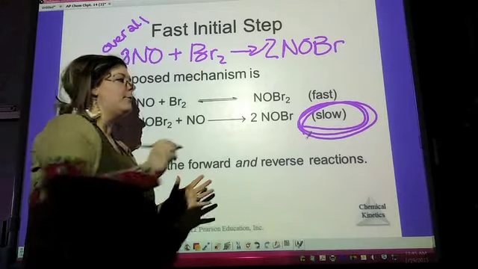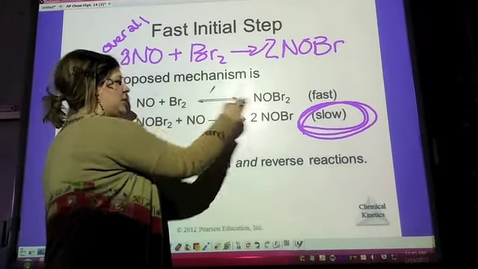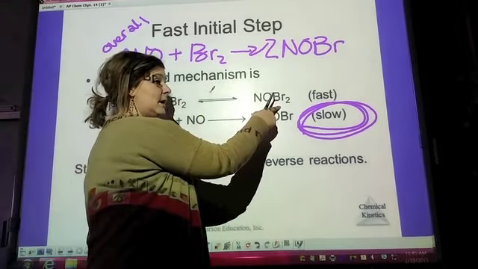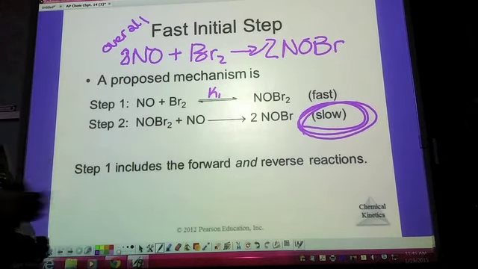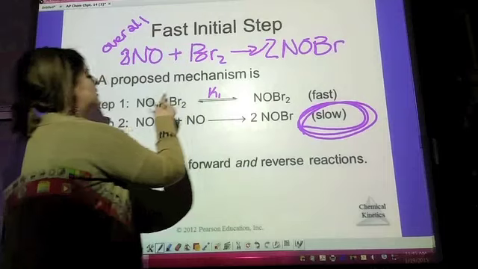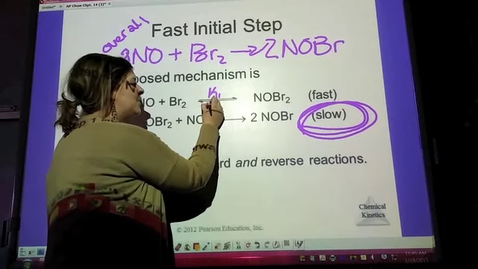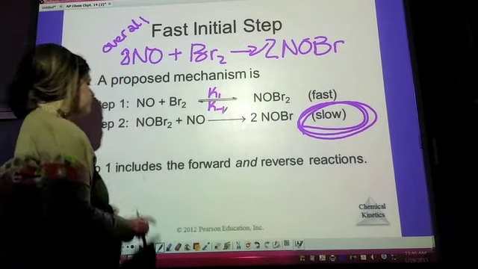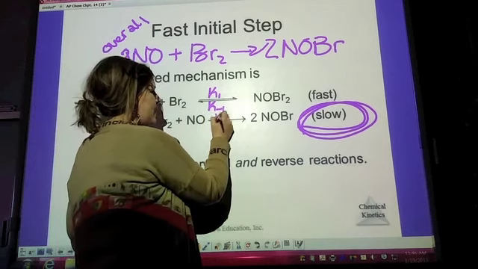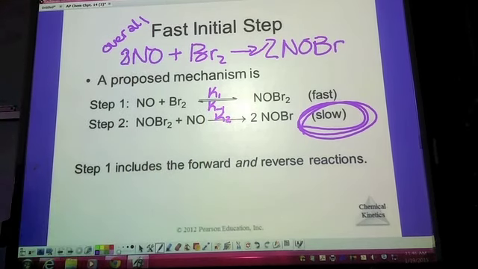I want to label K values then. So the forward reaction, NO plus Br2 makes NOBr2, let's call that K1. The reverse reaction of NOBr2 coming to NO and Br2, let's call that K minus 1, meaning that it's just going to be the reverse of that, okay? Step 2, let me just label that K as K2. So this is just helping me to label my Ks and also to figure out how I can write the rate law for this proposed mechanism.